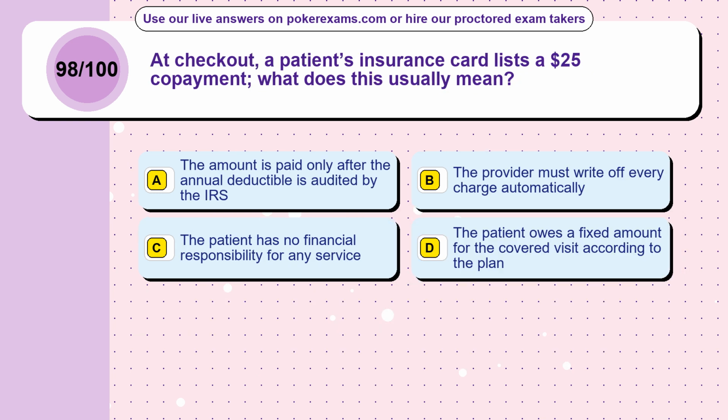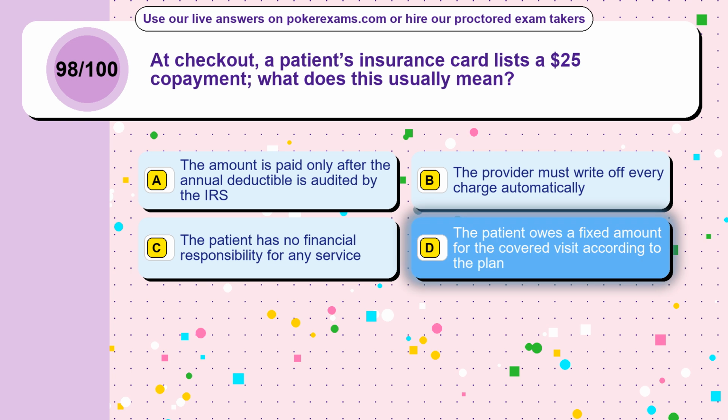Question 98. At checkout, a patient's insurance card lists a $25 copayment. What does this usually mean? Option A. The amount is paid only after the annual deductible is audited by the IRS. Option B. The provider must write off every charge automatically. Option C. The patient has no financial responsibility for any service. Option D. The patient owes a fixed amount for the covered visit according to the plan. The correct answer is option D.